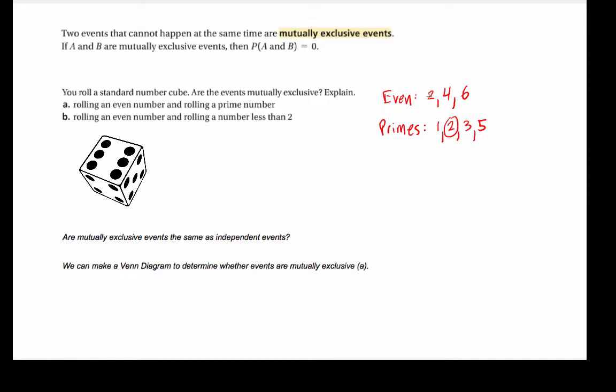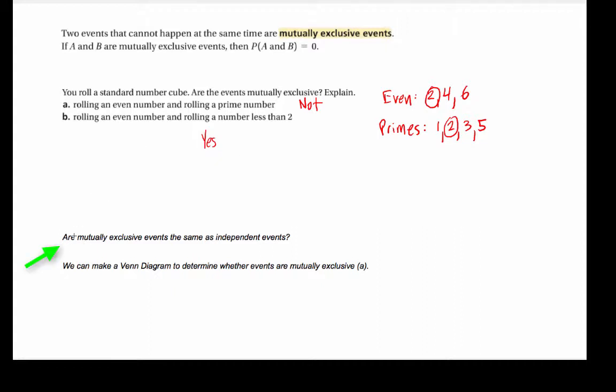So 2 is an even prime. So in part A, those events are not mutually exclusive. They can happen at the same time. You can roll a number that's both even and prime. In part B, rolling an even number and rolling a number less than 2, well, these are mutually exclusive, because you cannot roll a number less than 2 that is also even, because 2 is the smallest even number.